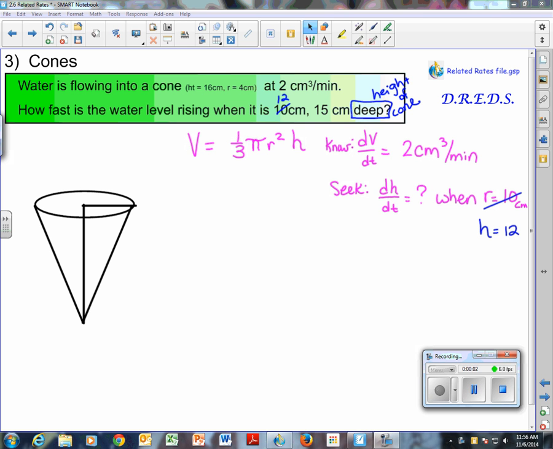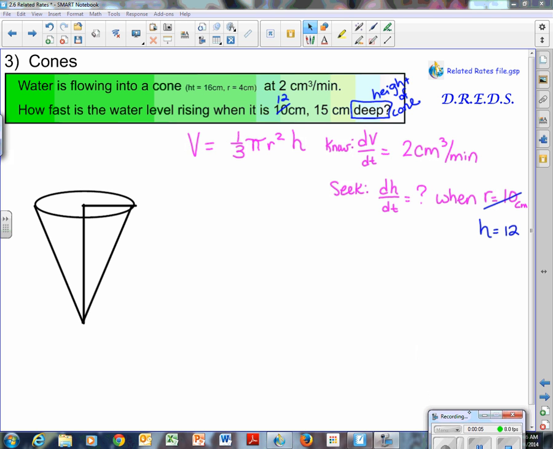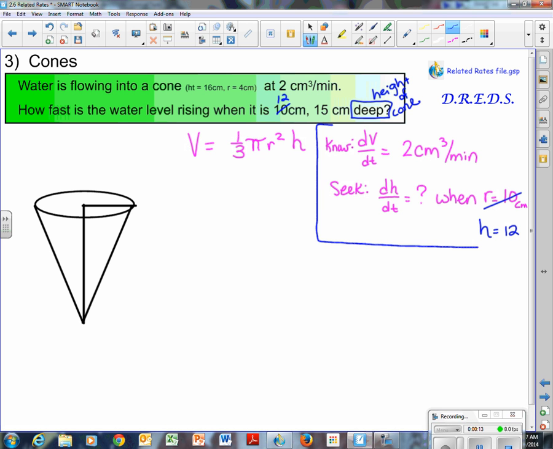Okay, part 2 of day 1 on these related rates. We were working with this cone, and I rewrote some of my information so that I could get it a little bit more organized. And then I noticed I made a mistake here. It says how fast is the water level rising, which would be dH dt. That's what we're trying to find, no problem with that, when it is 10 or 15 centimeters deep.